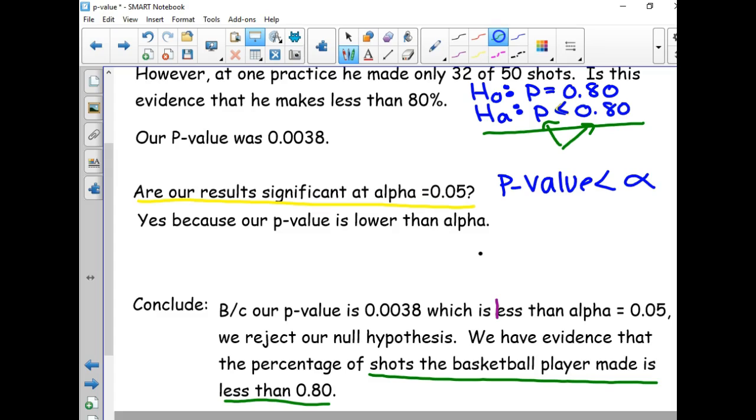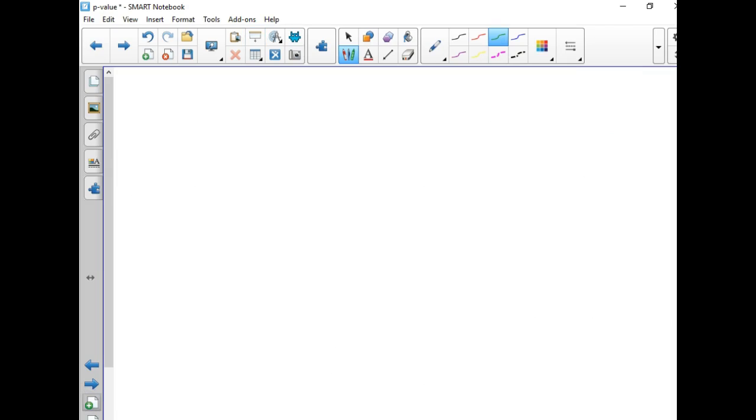Now on the front side of the worksheet, I don't have it in context. You're just going to be given a z-score. Here's an example. You may be given a z-score of 2.5. You need to find a p-value.